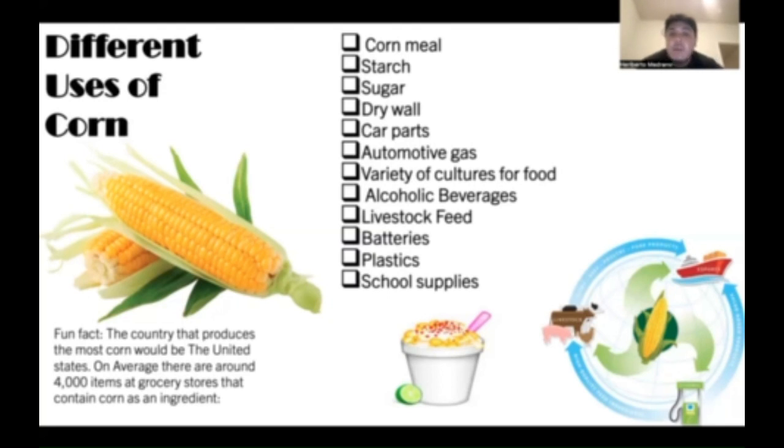Corn is also found in plastics. You see that every day, such as this water bottle, these earphones. Corn is also used in school supplies such as crayons and glue. And those were just a few examples of what corn is used for.